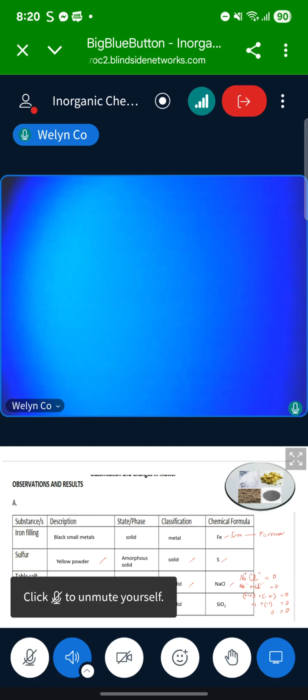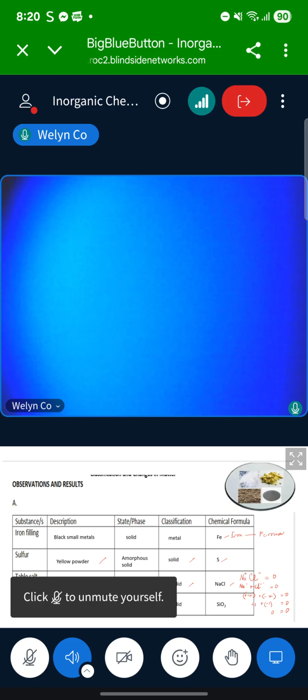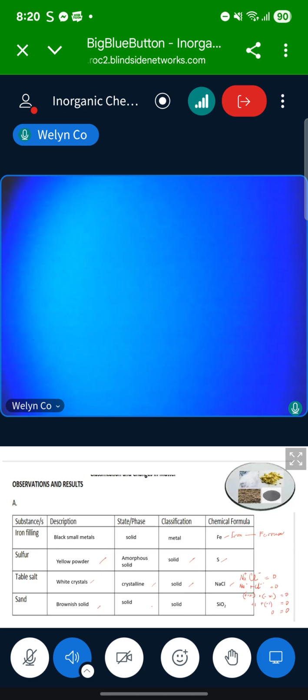For sand naman, ang sand na nagamit ko dito ay more on the brownish solid. There are times na mayroon namang gray, di ba? Mayroon namang white. Kaya ang tinatawag nating white sand, yung kagaya ng nasa Boracay. Kumbaga, yun yung mga calcium carbonate color. It is in a form of solid. Classification, it would be, pwede din natin i-classify nitong metal, or this would be your element.